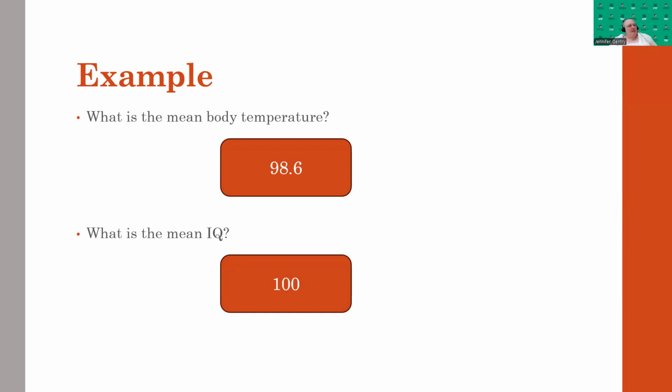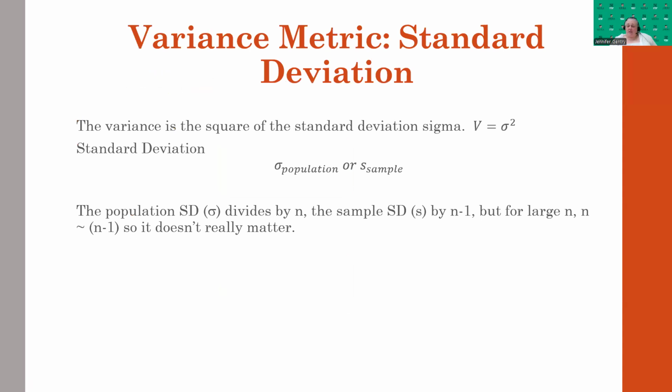The next one we have is our variance or standard deviation. The standard deviation is like how off am I from what is considered that central location. My variance is equal to the standard deviation squared. And typically we'll say it's the standard deviation of the population or the sample. The standard deviation of the population divides by n and the sample divides by n minus 1.